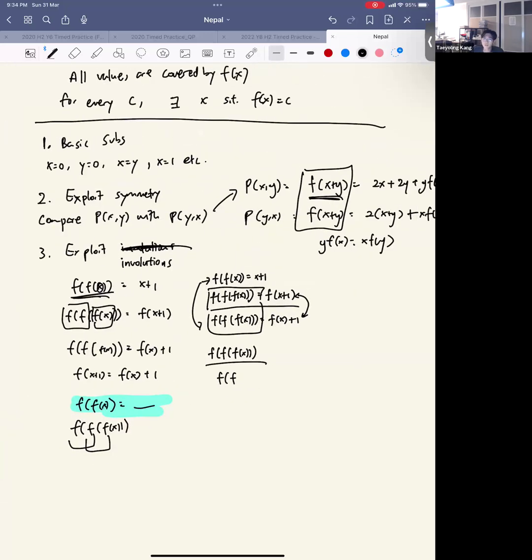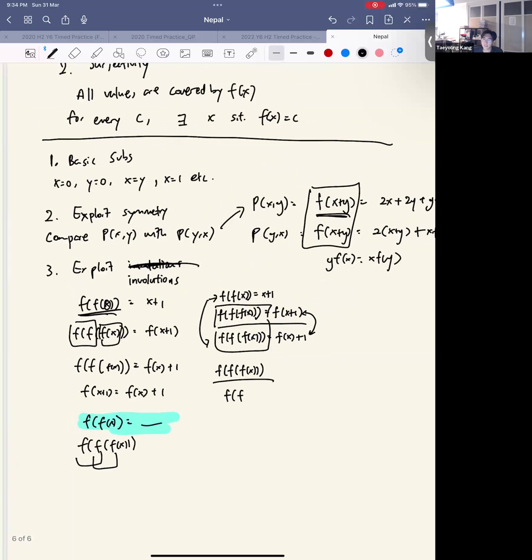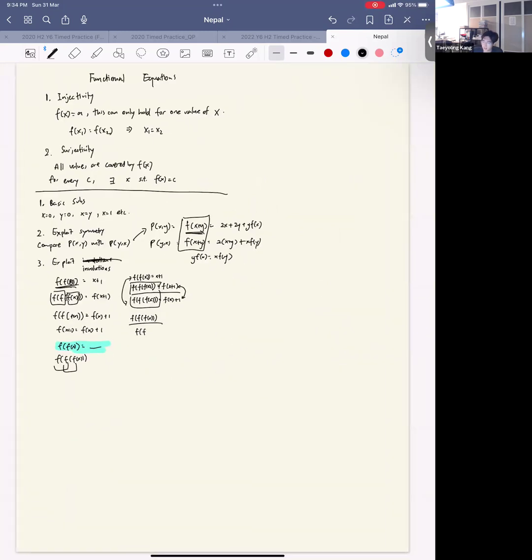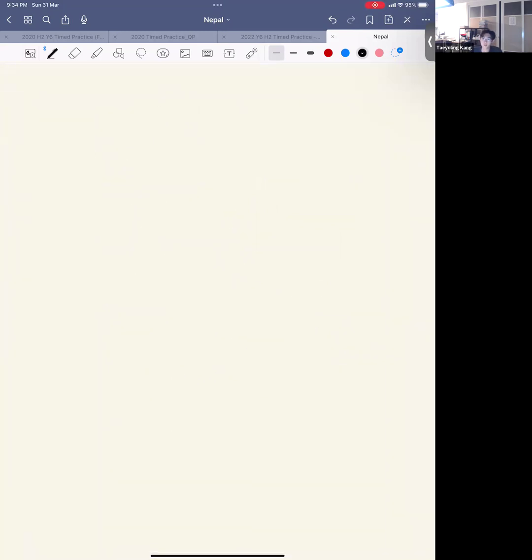So these are the basic ideas that you need in functional equations. With these steps and two main ideas, you should be able to solve the majority of functional equation problems. So I can move on to the first problem.